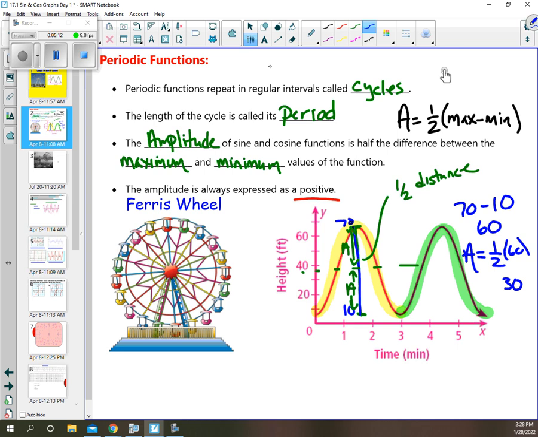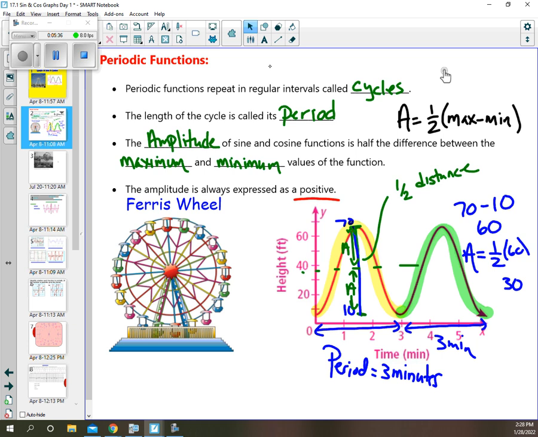So we can take a look and see how long it took to get through 1 complete cycle. Well, it looks like it was 3 minutes. So the period of this function would be 3 minutes. That's how long it took this Ferris wheel to go all the way around. So 3 minutes, and then again there's another 3 minutes. The length of a cycle is always going to be the same in a periodic function. It takes the same amount of time every time you go around. And the amplitude of the height there was 30 feet.